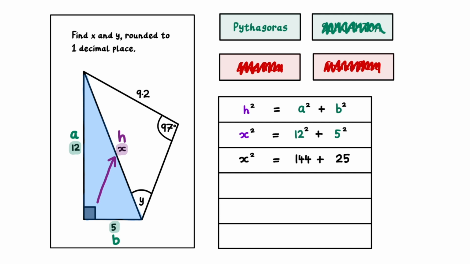Let's begin with some calculations. 12 squared equals 144, and 5 squared equals 25. When we add these two values, we see that x squared equals 169. Now, to isolate the x, we need to remove the square operator. We do this by taking the square root of both sides. The square root of x squared simply comes out as x, and the square root of 169 is equal to 13. So our final answer is that x equals 13.